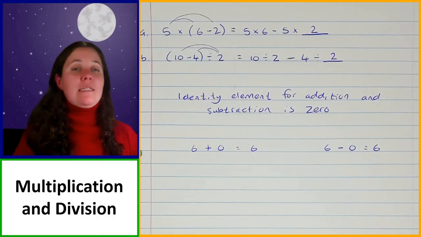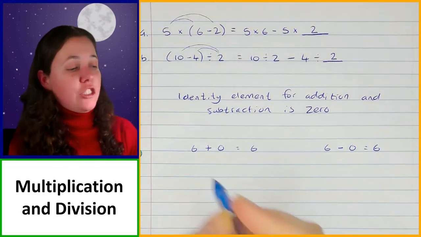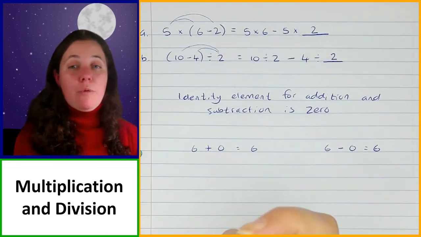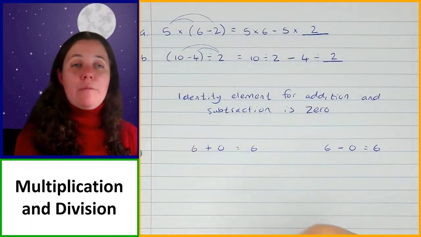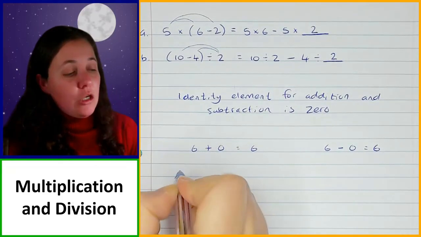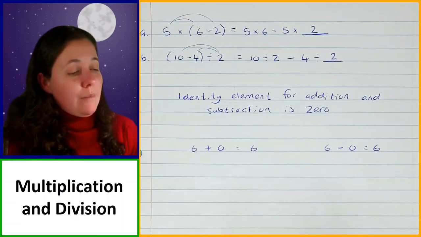Then we also have an identity element for multiplication and division. So a number that we can multiply any other number by, or that we can divide any other number by, and it won't change the value of the other number. Okay, so that would be the number 1.